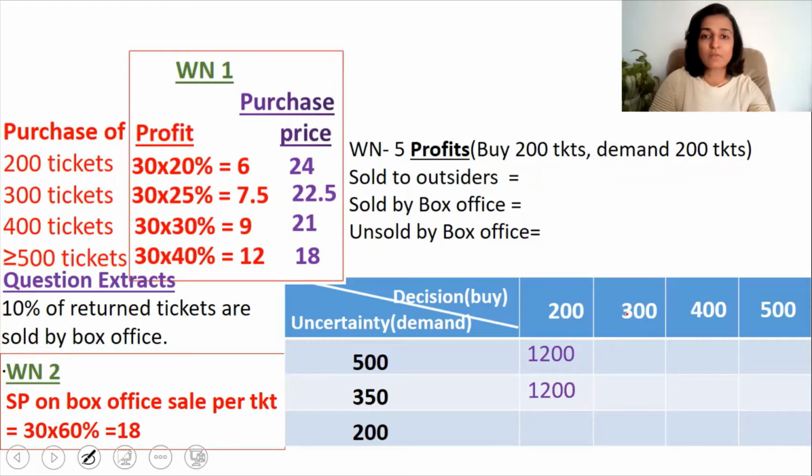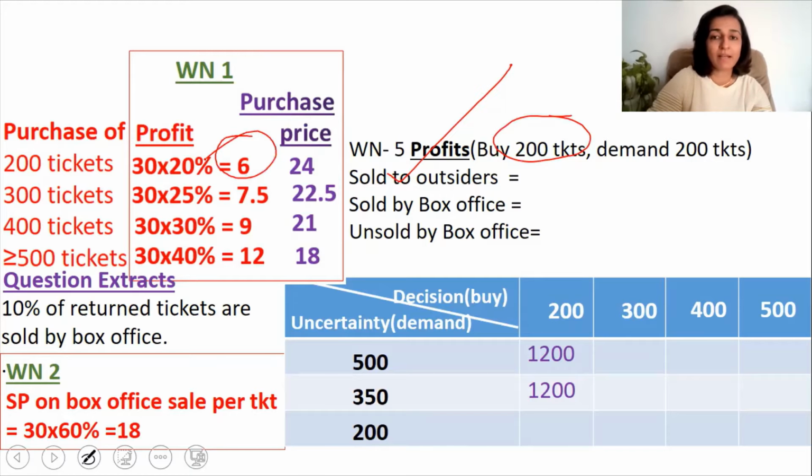Now coming to the third situation, he buys 200 tickets and the demand is also 200 tickets, which means that again he will be able to sell the entire quantity of 200 tickets. So the profit that he makes when he sells to the outsiders is 200 tickets multiplied by 6, or 1,200 again. So we write that in the slot.